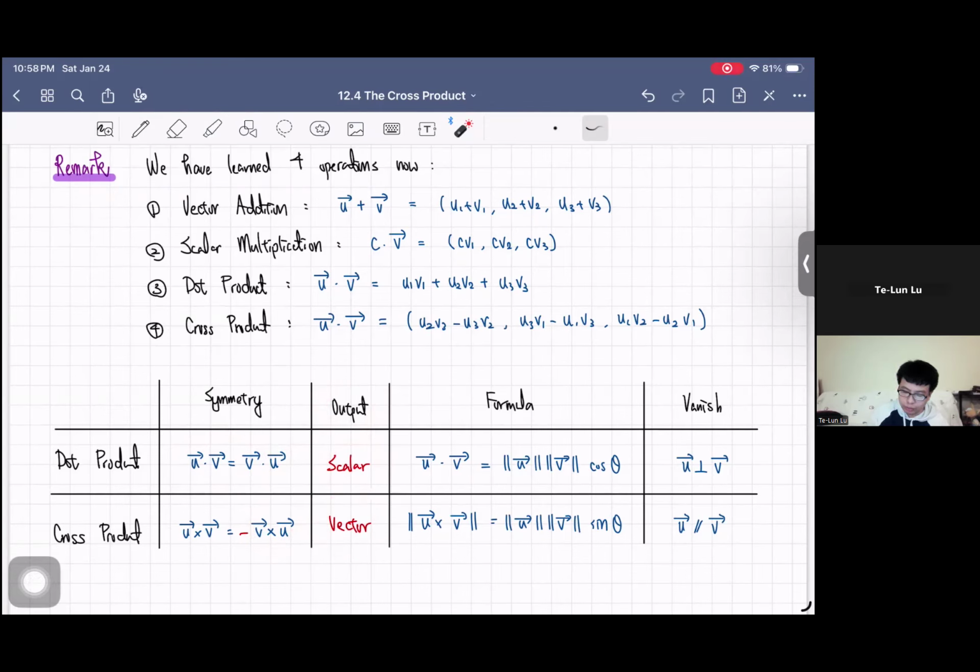Now there are two formulas which are kind of similar. U dot V, the scalar, is given by the length of U times the length of V times cosine theta, where theta, of course, is the angle between U and V. And for U cross V, it is the magnitude of U cross V that is given by the length of U times the length of V times sine theta. Now, about orthogonality and parallelism: whenever the dot product is zero, that means that U and V are orthogonal. Whenever U cross V is zero, that means that U and V are parallel.